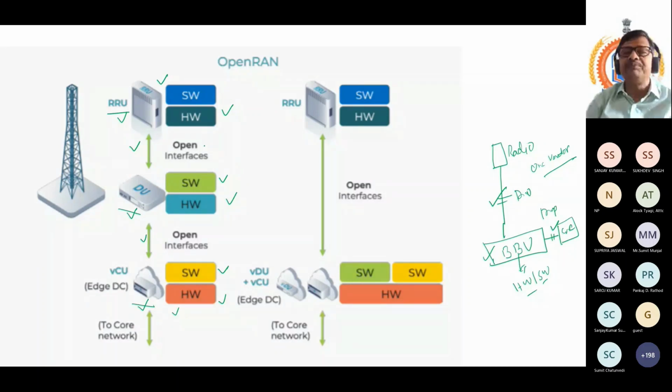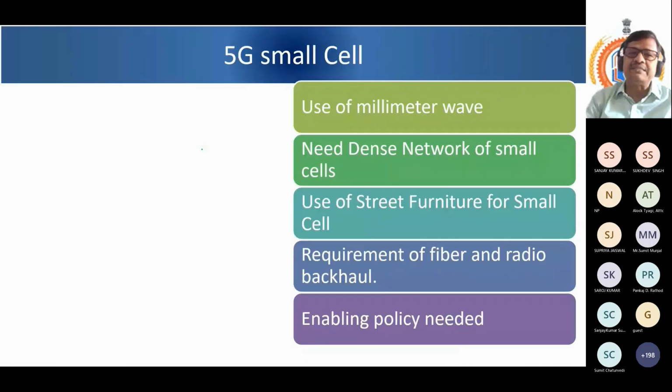In India, there are many companies like Lekha Wireless, VDN, and many small companies who have actually built Open RAN, and some of them are actually supplying in the US market. So that's the thing which has happened with 5G.